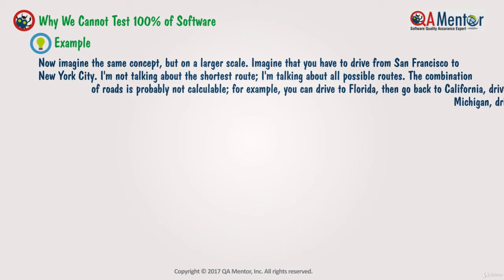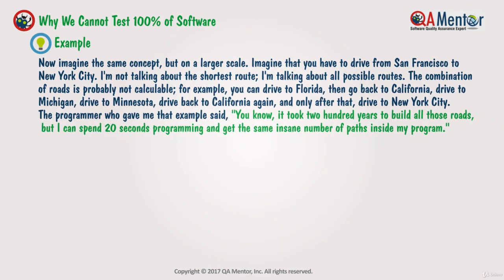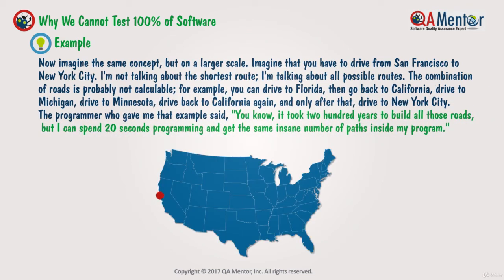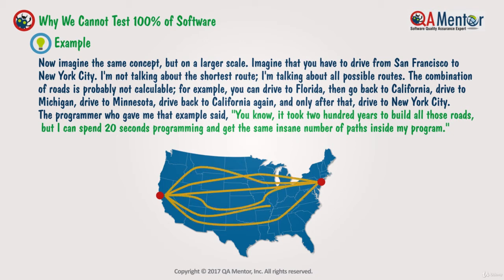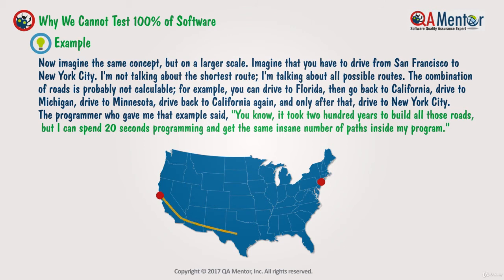Example, now imagine the same concept but on a larger scale. Imagine that you have to drive from San Francisco to New York City. I'm not talking about the shortest route, I'm talking about all possible routes. The combination of roads is probably not calculable. For example, you can drive to Florida, then go back to California, drive to Michigan, drive to Minnesota, drive back to California again, and only after that, drive to New York City.